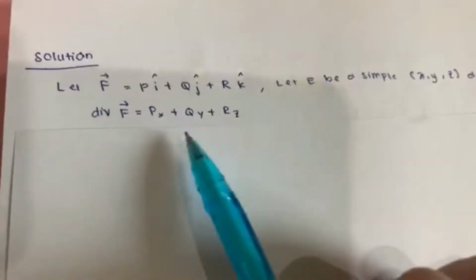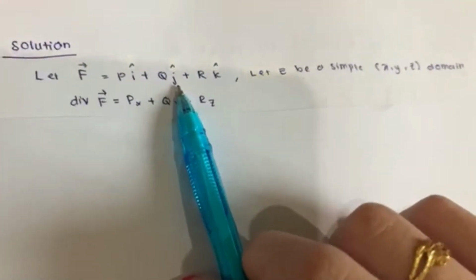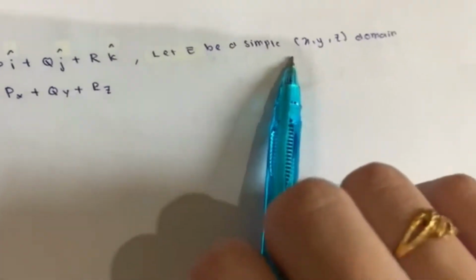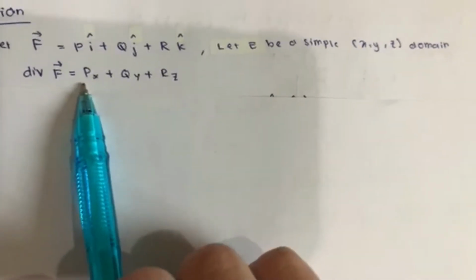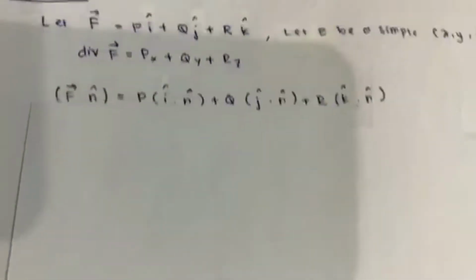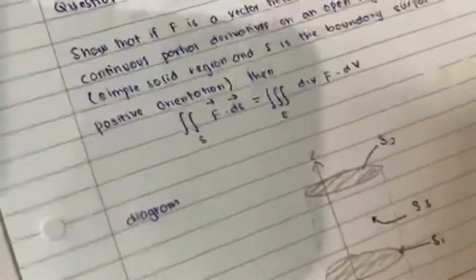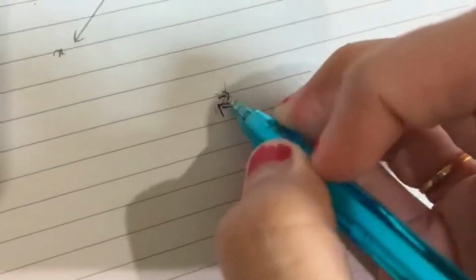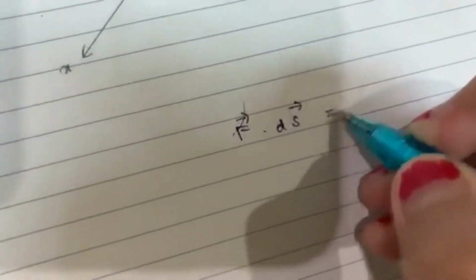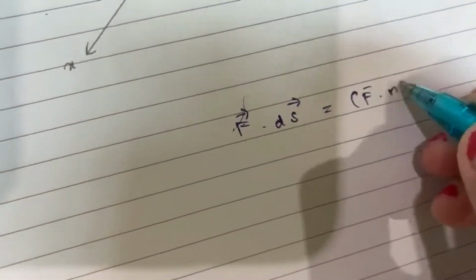So my solution is: let F equal P i plus Q j plus R k, and let E be a simple xyz domain. This is my E just now, right? And then div F is equal to P_x plus Q_y plus R_z. And as we know, for this dot product, F dot dS is equal to F dot n dS.